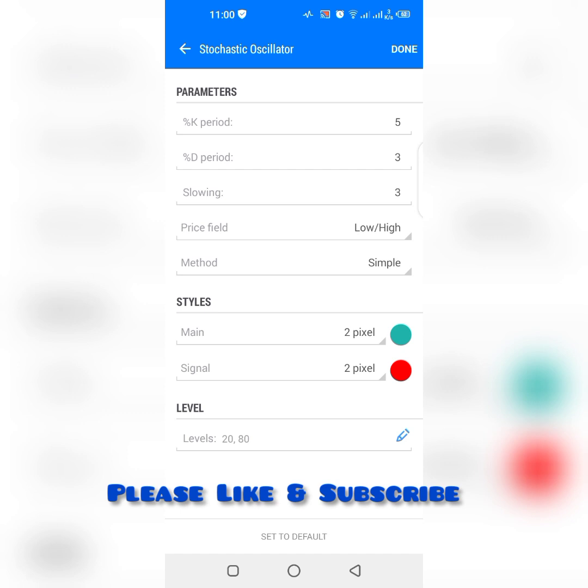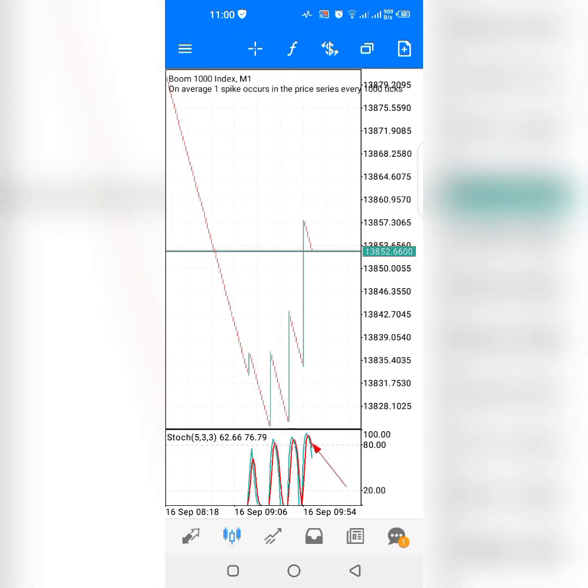Then the price field is low, high, method is simple, and also the level is 20 to 80. Excuse me, the level is just for you to know where the oversold and the overbought is. And mind you, we are on the M1 time frame.